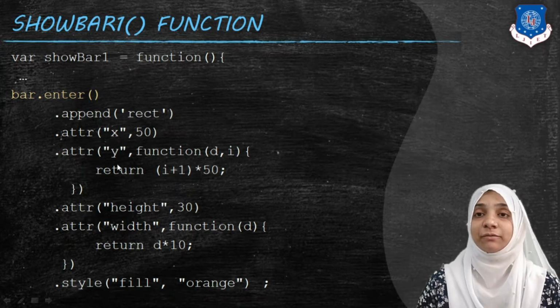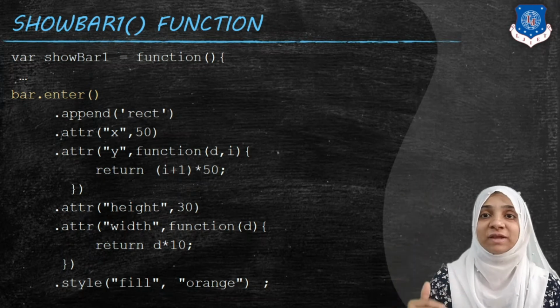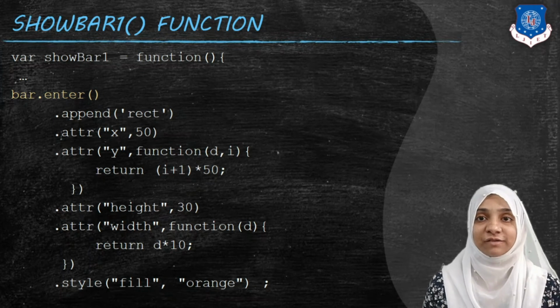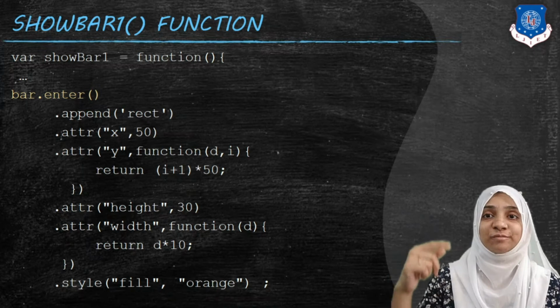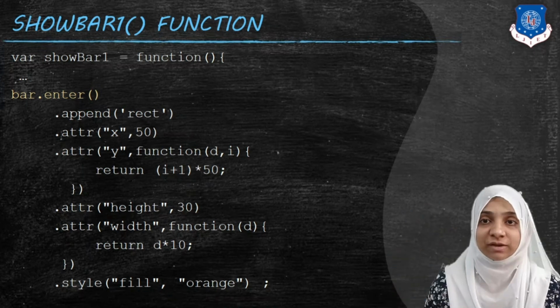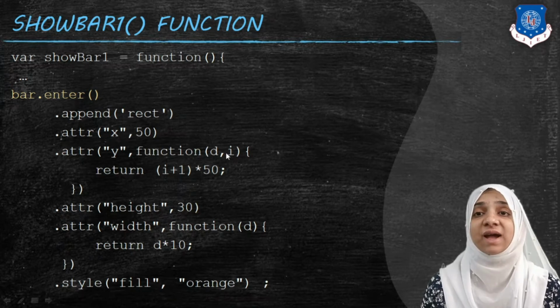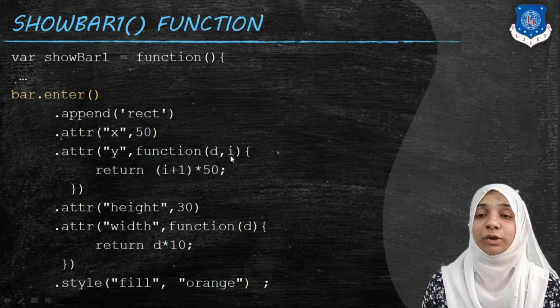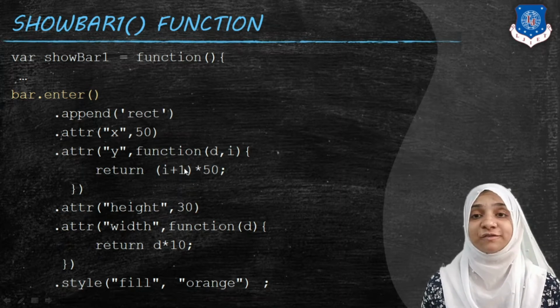Now for the y coordinate, remember each rectangle must appear one after another. So its y displacement must change as per the data element. If it is the first data element, the displacement must be the very first. If it is the second element, its displacement must be much lower than the previous one. So that's why my y coordinate is a function of data as well as index. Here data is not going to get used, we are going to make use of index. For the first element, the index will be 0. That's why I first add 1.